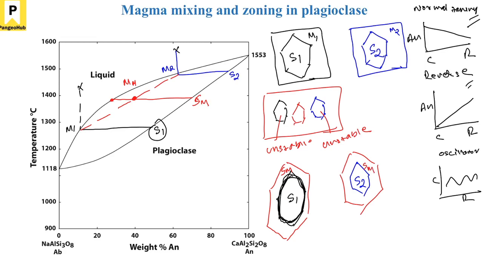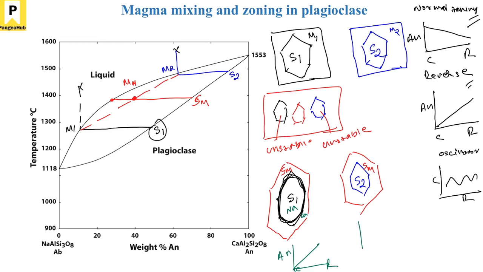So you see what is S1? S1 is sodium rich. So let's take another color maybe. Yeah. So this is sodium rich, and then you have a calcium rich rim. So you are going from sodium to calcium, so anorthite content is increasing. Anorthite content is increasing from core to rim.